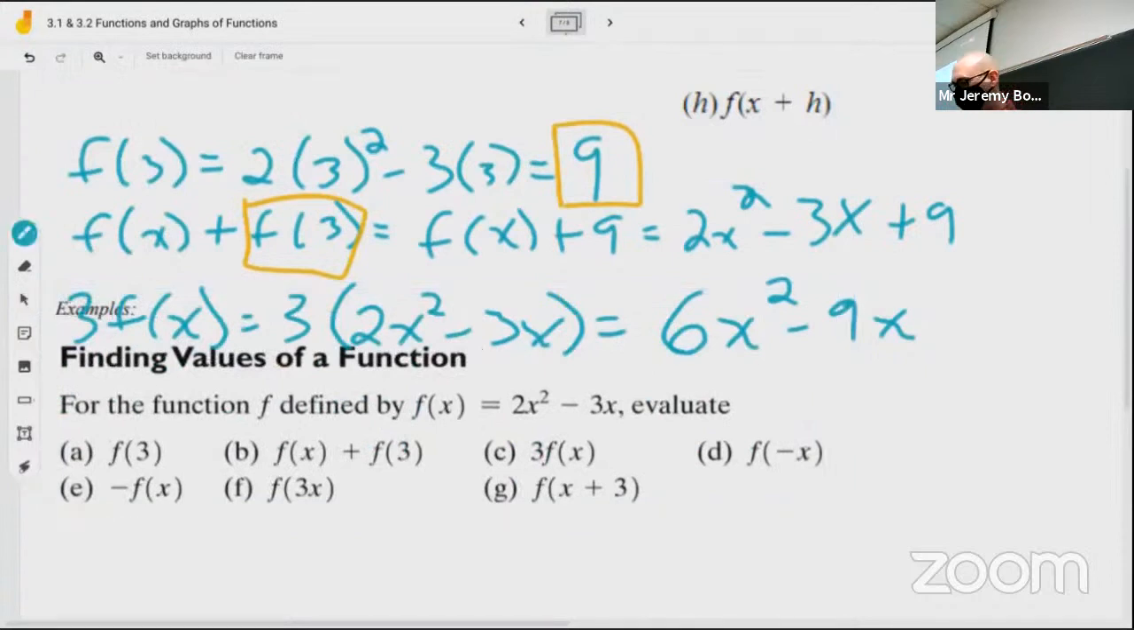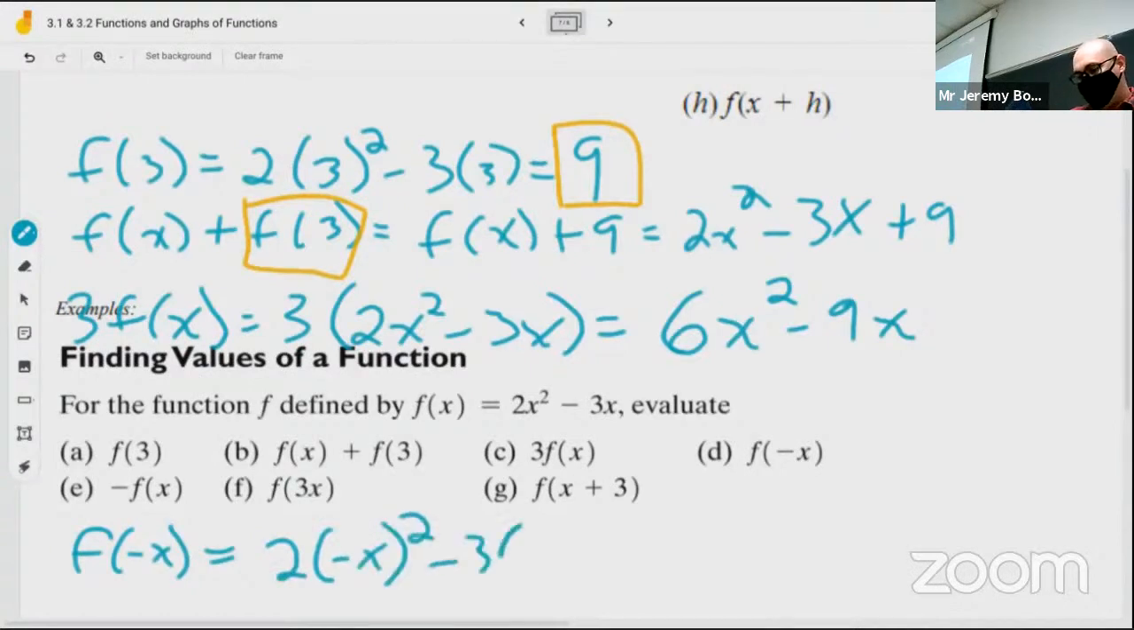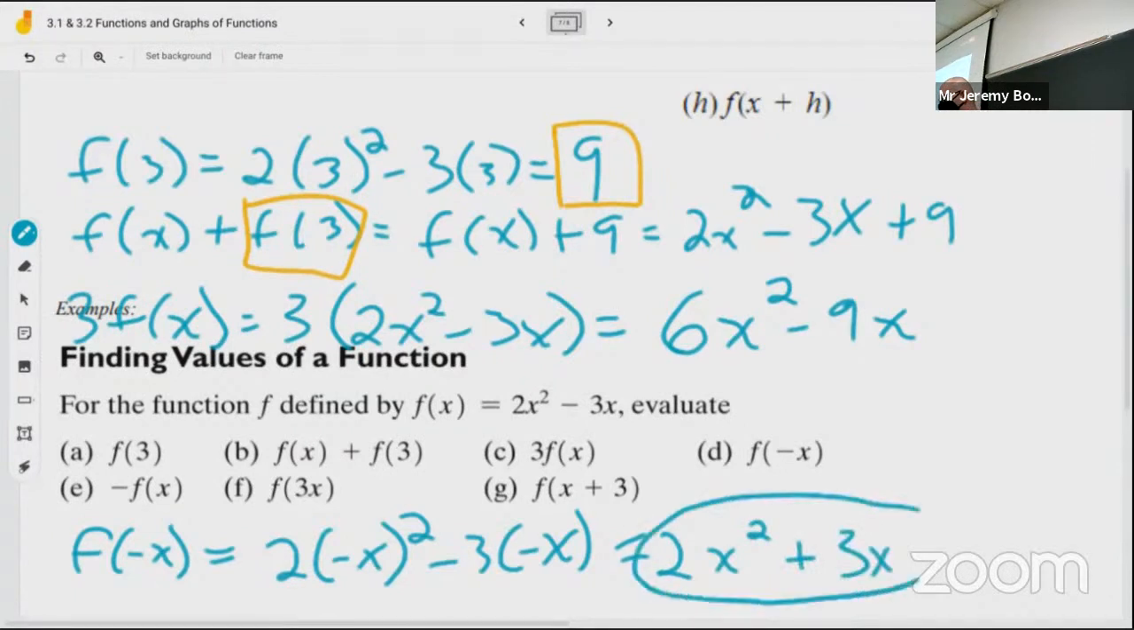All right, what was next? F of negative x. I like these because we're going to be using this actually in the next section. So this would be 2 times negative x squared minus 3 times negative x. If we have that negative variable squared, we can just rewrite it as 2x squared, and then 3 times the negative x is plus 3x. That would be your answer there. Any questions on that?